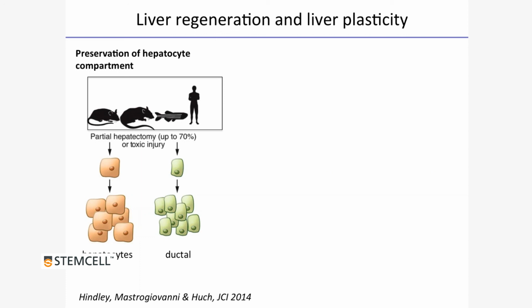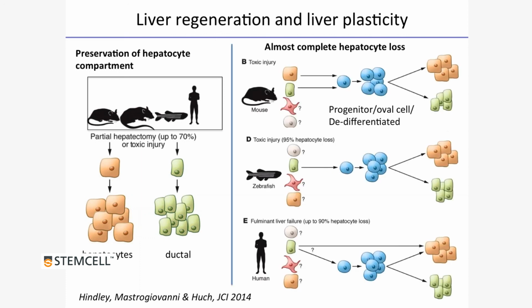However, in many of the vertebrates studied, when there is huge damage to the hepatocyte compartment, including up to 90% or 95% of hepatocyte loss, it has been described, for instance in the zebrafish, that ductal cells can then differentiate into a progenitor state that will afterwards differentiate into hepatocytes and ductal cells again.